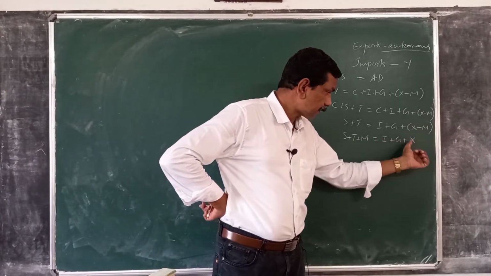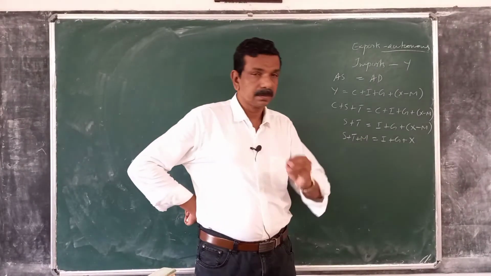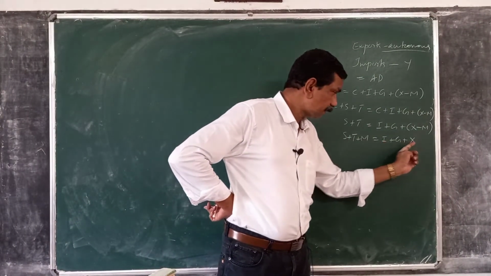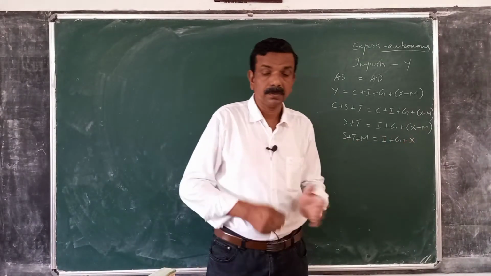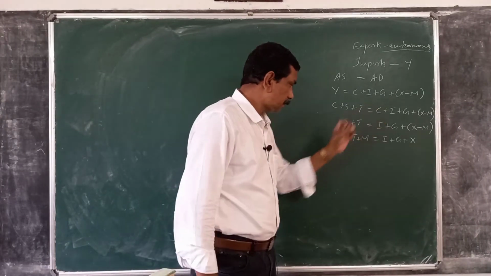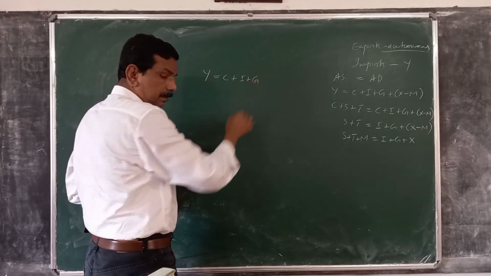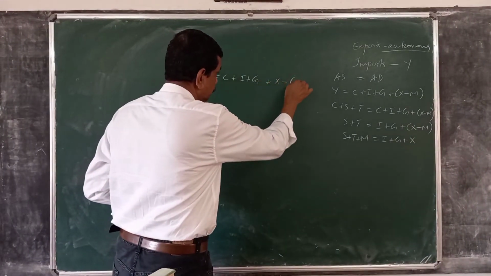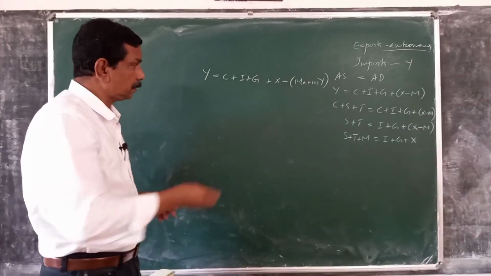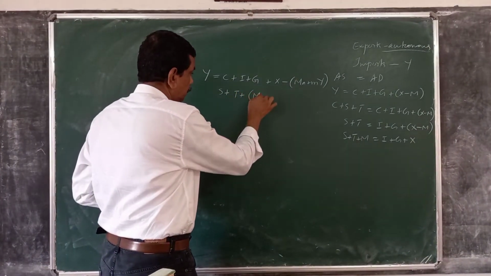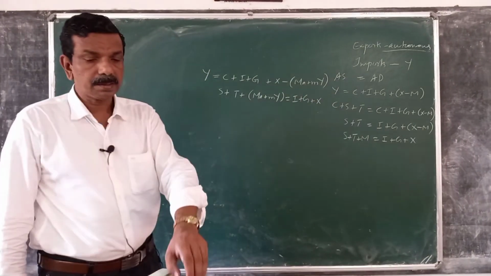And what is this I plus G plus X? I plus G plus X is injections to the income flow, while S plus T plus M can be considered as leakages from the income flow. So equilibrium requires that leakages are equal to injections. So to find out the equilibrium level of income, we substitute the values. Y is equal to C plus I plus G plus X minus MA plus My. We substitute the value of M, or S plus T plus MA plus My is equal to I plus G plus X.